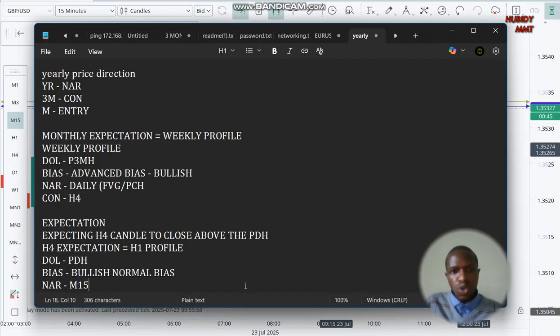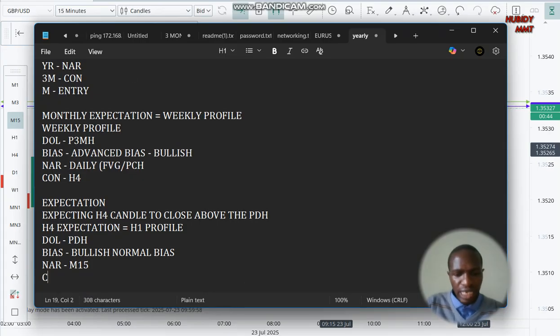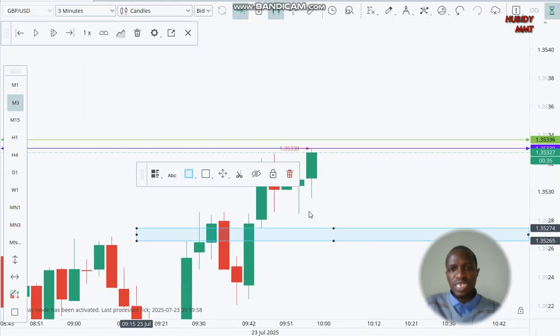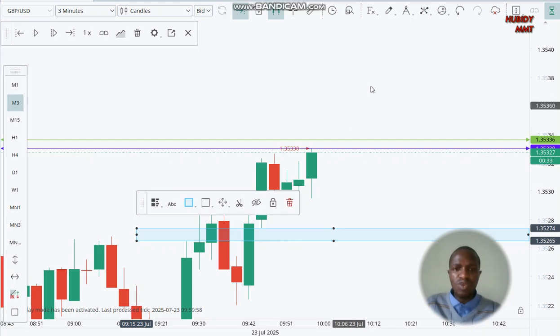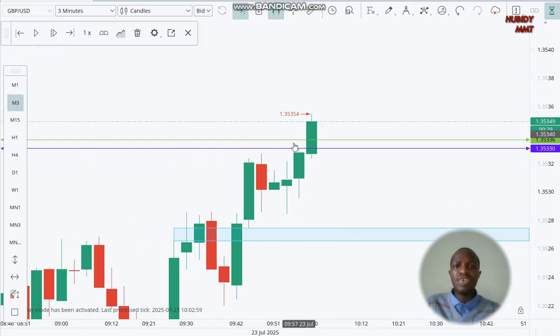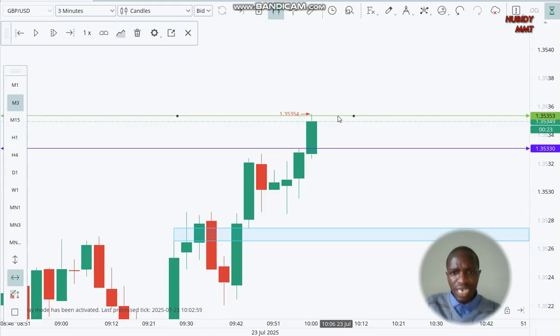Quickly we go to our entry, our context. Our context is minute 3. We are just observing price action. So we are going to minute 3. We say we are expecting either the first or the second candle to expand above our narrative. So the first candle gave us an expansion. So let's remove this here. The first candle gave us an expansion. So we mark this candle that gave us the expansion.